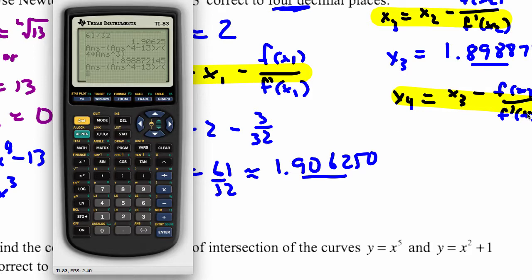I want to do f prime of the answer. So I'm putting the answer into 4 times answer cubed. So I get my answer and I cube it. Close the bracket if you want. Hit enter. Look, it's getting very close to the previous answer. This is good. So let me write this answer down.